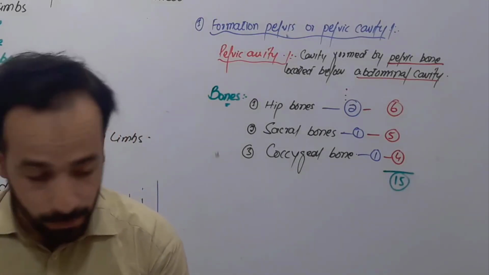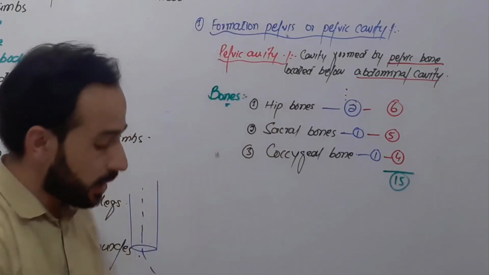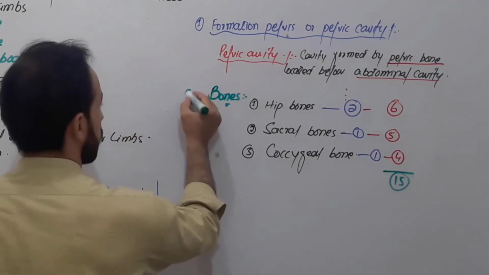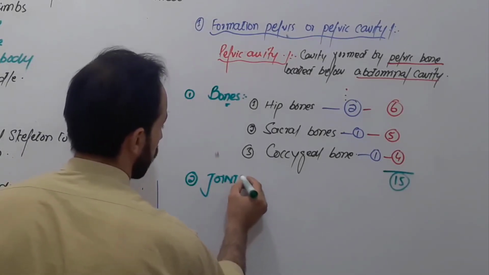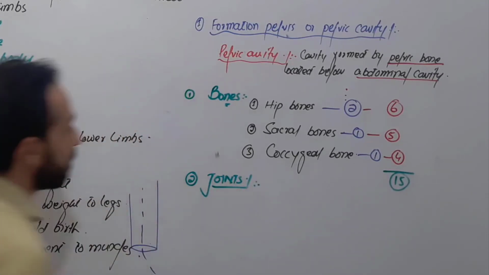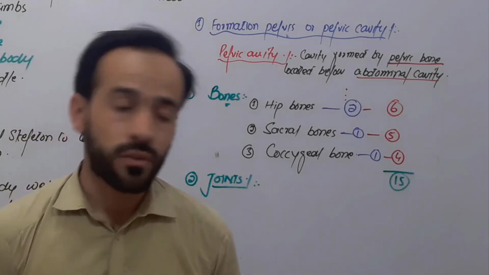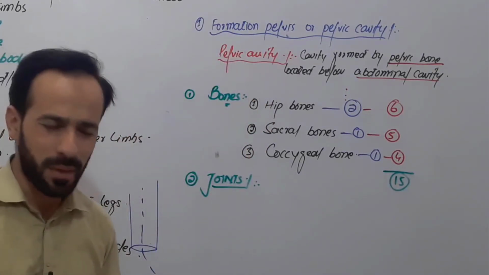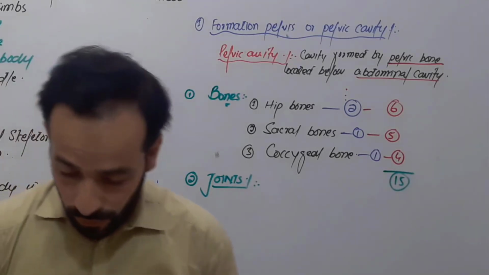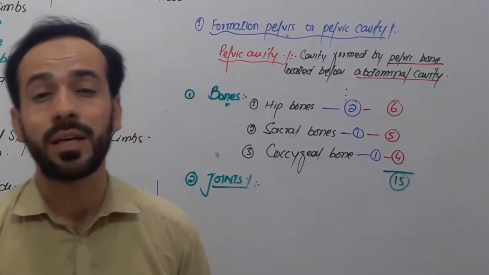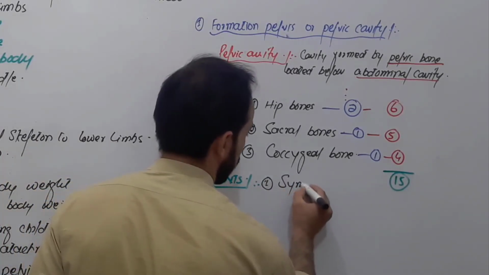And other than these bones, we have certain ligaments also which are present there. First we had bones, the second we have joints, right? And what are those joints which make your pelvic cavity or your pelvis? There are many joints, but in books they have written that there are 2 different groups of joints that make your pelvic cavity, and the first one is your symphysis pubis.